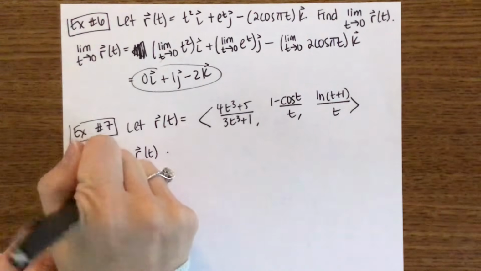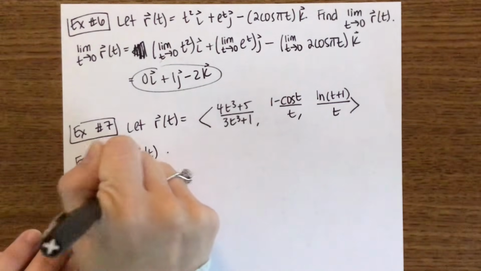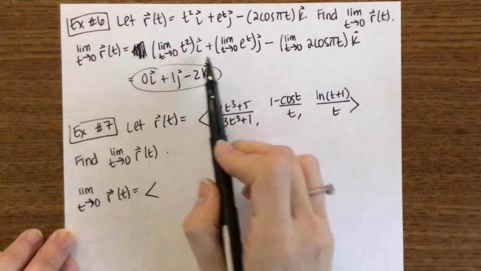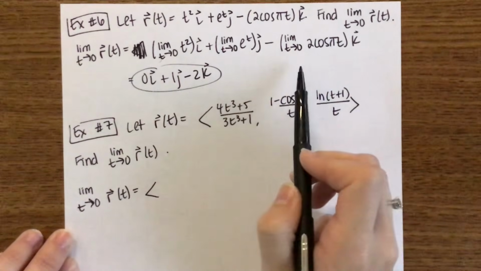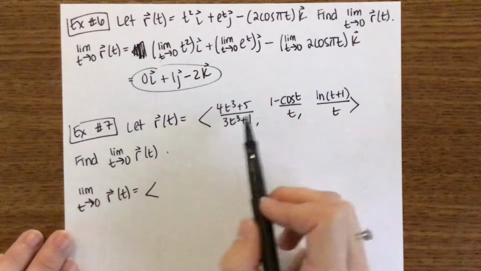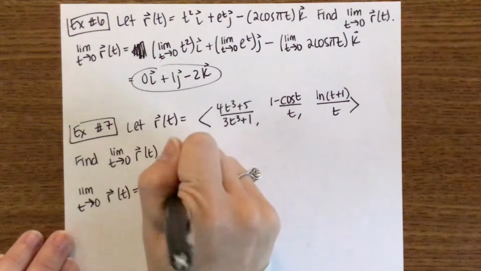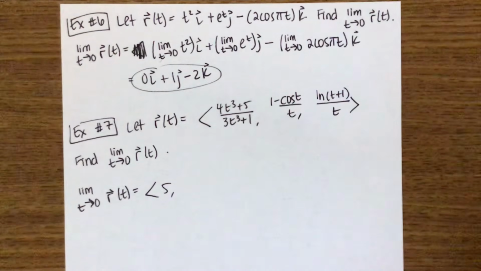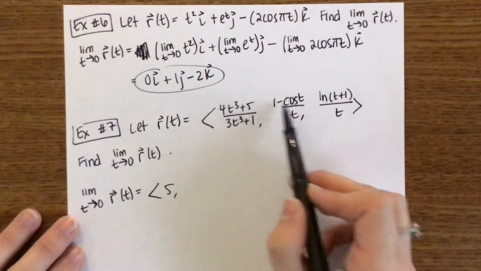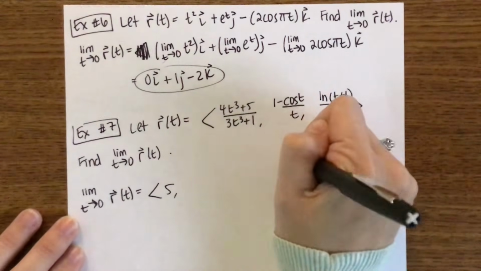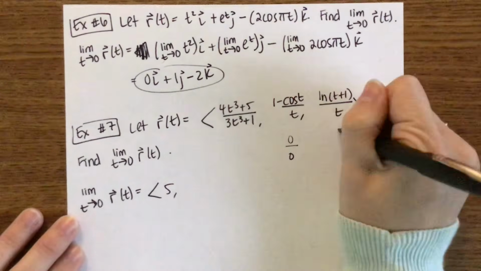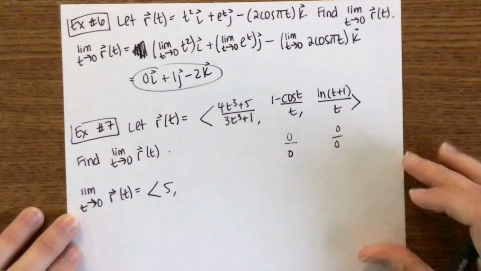Okay, so the limit as t approaches 0 of r of t. I'm not going to write out all of that again. Is that okay? You just know that you're looking for the limit of each component function. If we plug in 0 here, we're going to get 5 over 1, which is 5. If we plug in 0 here, that'll give me a 1. So 1 minus 1 will give us 0, divided by 0. Plug in 0 here. Oh, look, we get 0 divided by 0 again.